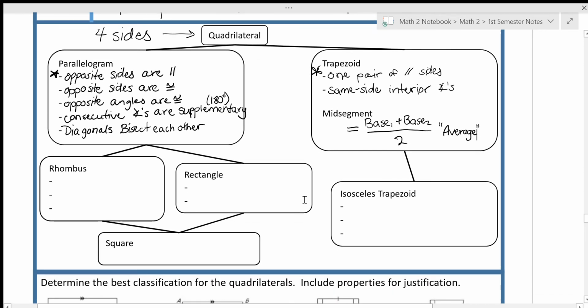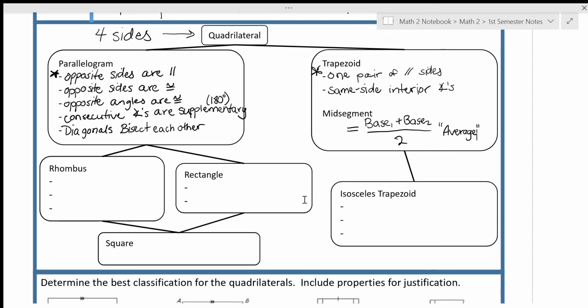So then we have polygon, which is kind of our biggest classification. Then within polygon, if we have 4 sides, it's a quadrilateral. And then under quadrilateral, we get even more specific. We can either have parallelograms with 2 pairs of parallel sides, or we can have trapezoids with 1 pair of parallel sides. And then under each of those classifications, we can get even more specific.